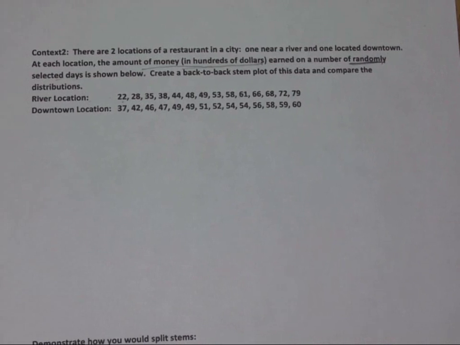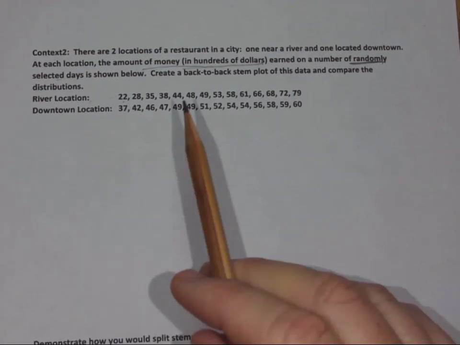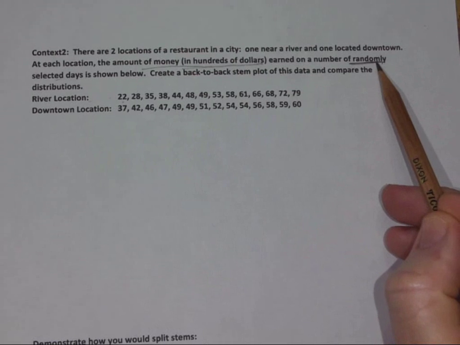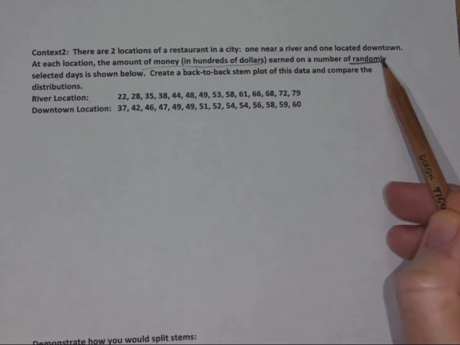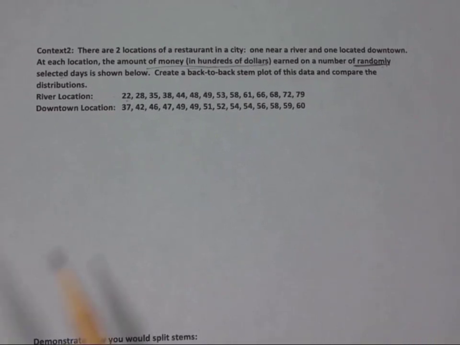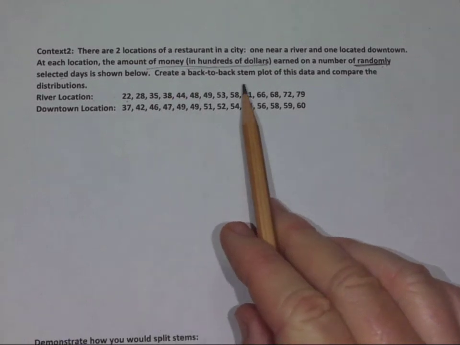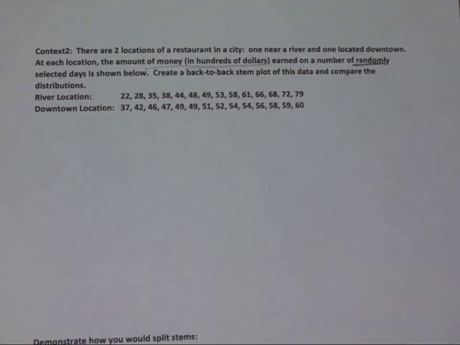That basically means that every day was equally likely to be chosen. That's what random means to us. And so we're going to create what is known as a back-to-back stem plot and compare the distributions. All right, so this is what we're going to do.